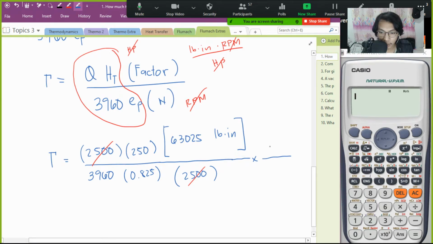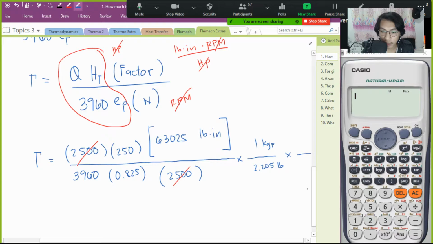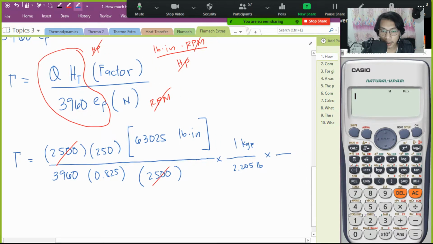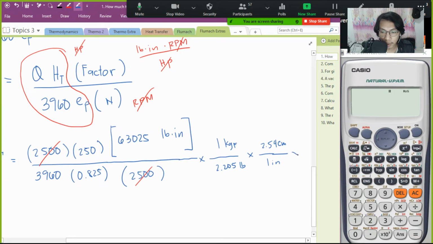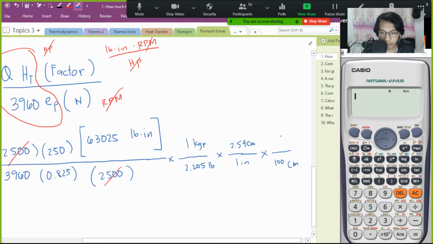Okay, so ano dito? 1 kilogram force, tapos 2.205 pound, times. Yung inch mo, convert mo na lang to meter. Ilang inch ba per cm? 2.54 cm per 1 inch. Tapos, ilang cm per meter? Diba? 100 cm per meter. Cancel natin yung same units: pound, inch, cm. Ang natira, kilogram force meter. Diba? Napaka-basic na number 1.